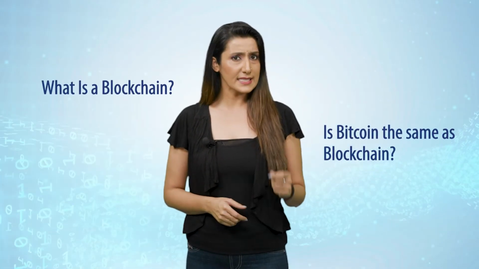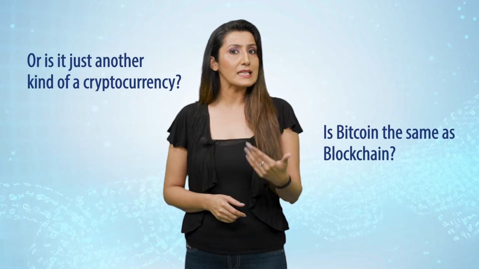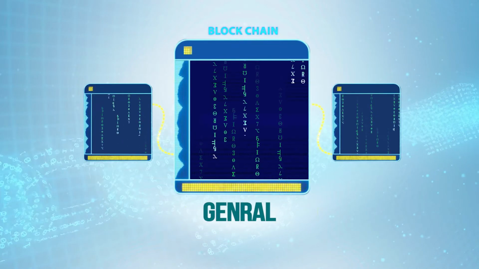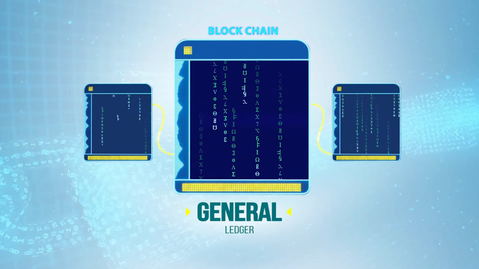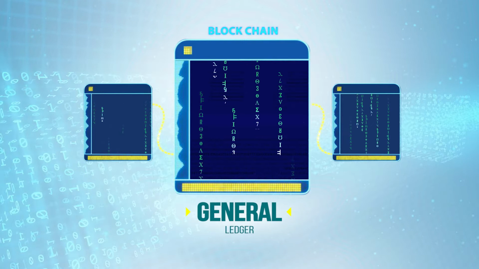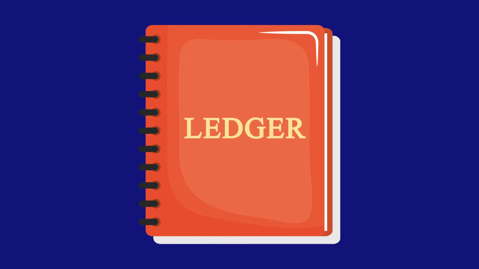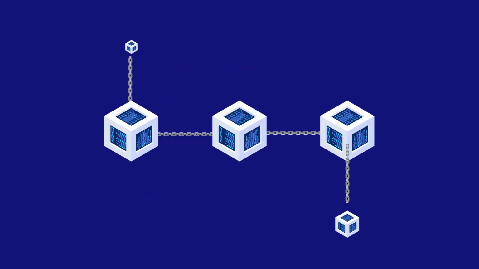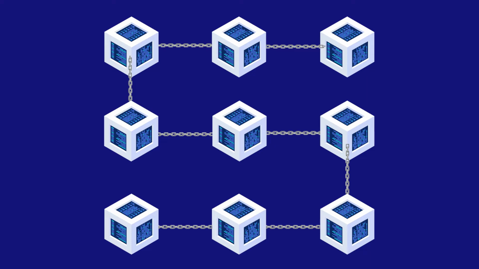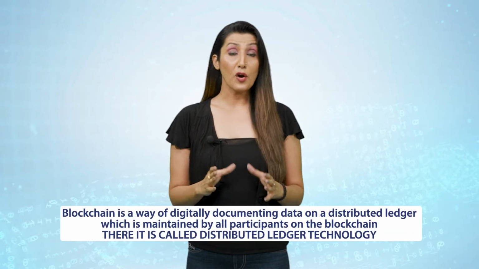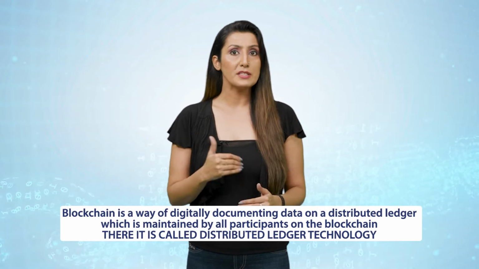Is Bitcoin the same as blockchain? Or is it just another kind of cryptocurrency? Blockchain is far more than cryptocurrency. And even though the terms are often used interchangeably, they aren't the same thing. A blockchain is best known as a general ledger, where cryptocurrency transactions are recorded. A blockchain is a software, a data structure that makes it possible to create a digital ledger, or a spreadsheet in layman terms, of transactions and share it among a distributed network of computers. A blockchain is a way of digitally documenting data on a distributed ledger.